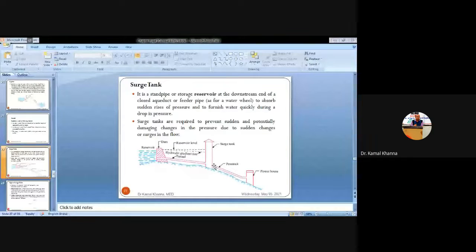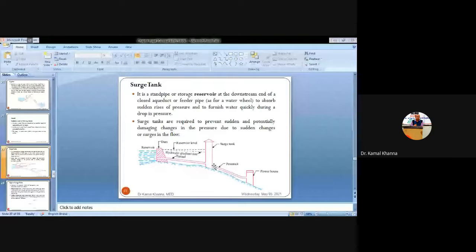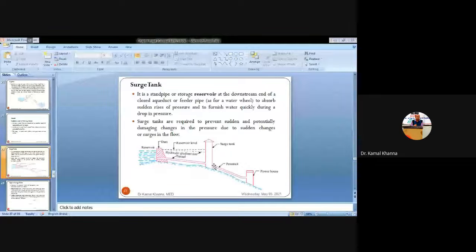So to avoid the sudden rise in pressure, to avoid the collision of the water particles, so that there should not be any high rise in pressure, and to reduce the potential damage that results from the sudden rise in the pressure of the water, we use the surge tank. So this is the concept of the surge tank. What is the meaning of the surge? It is basically reducing the pressure swings so that they should not be transported in a closed circuit.